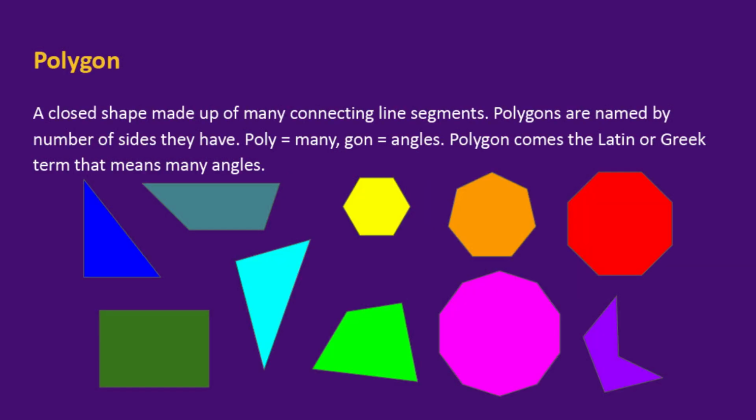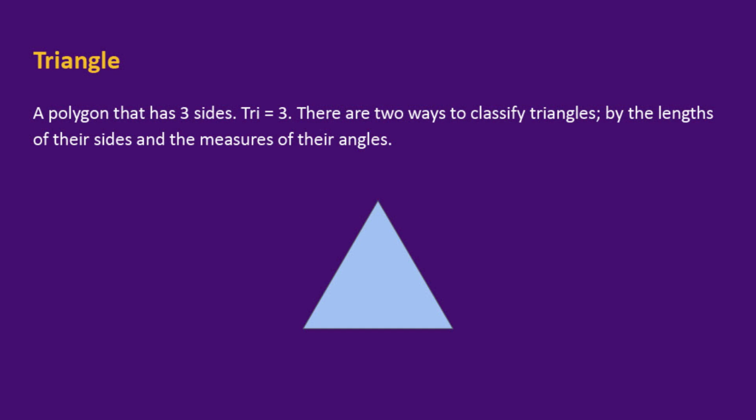A polygon is a closed shape made up of many connecting line segments. Polygons are named by the number of sides they have. Poly means many, gon means angles. Polygon comes from the Latin or Greek term meaning many angles. A triangle is a polygon that has 3 sides. Tri means 3.